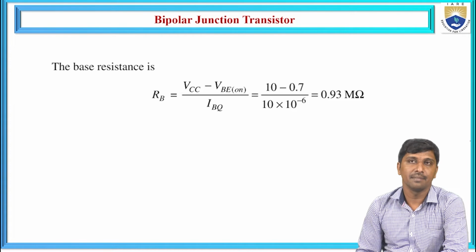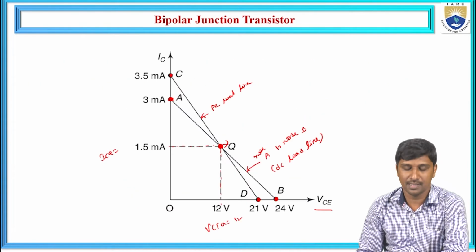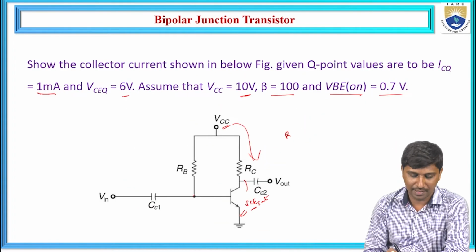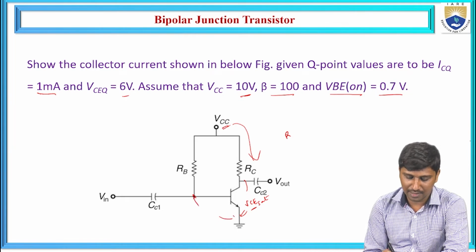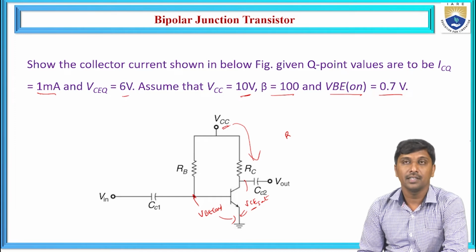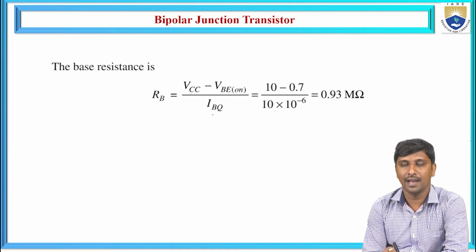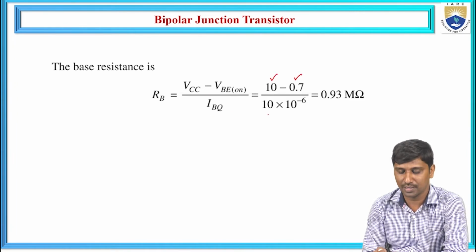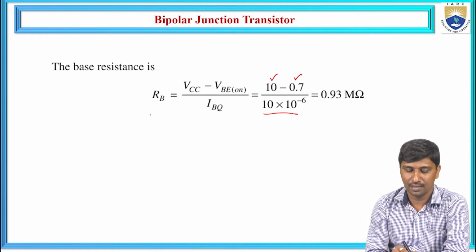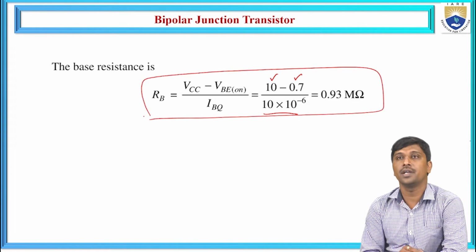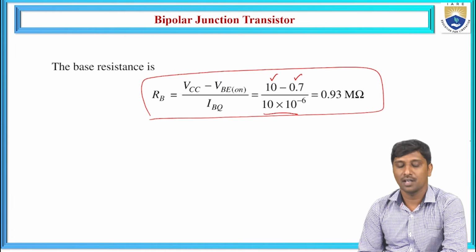Then we need to calculate the base resistance. If you observe the base resistance, apply KVL at the input side. The potential between VCC and internally VBE(on), with the IB value. So RB is VCC minus VBE divided by IB, or V by I. VCC is 10, VBE(on) is 0.7, IBQ we observe is 10 microamperes, then the RB value is 0.93 mega ohms.